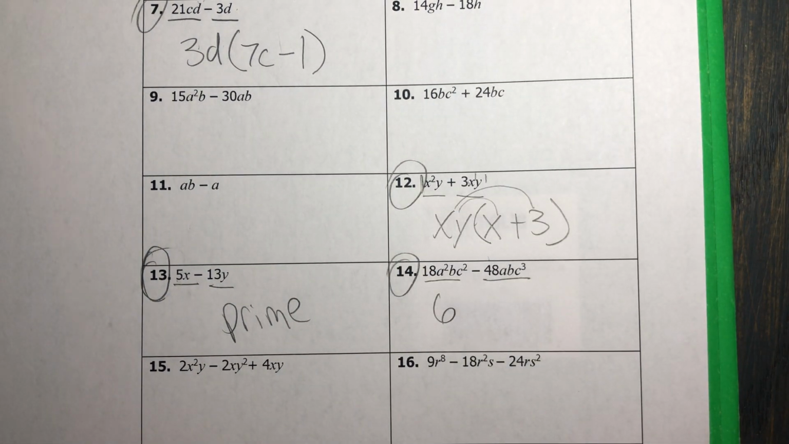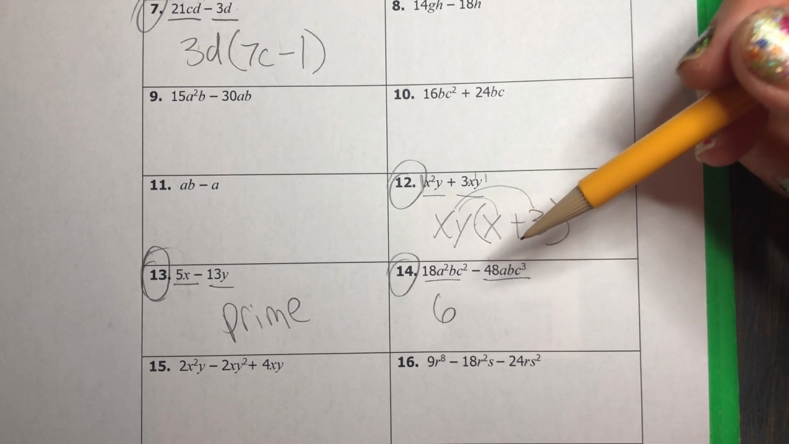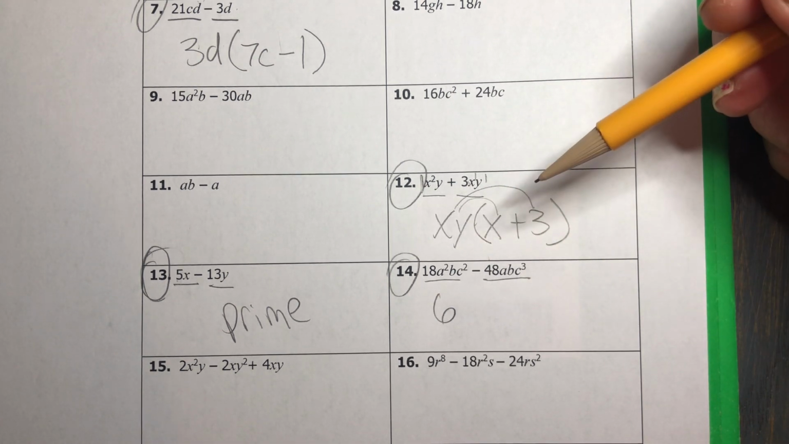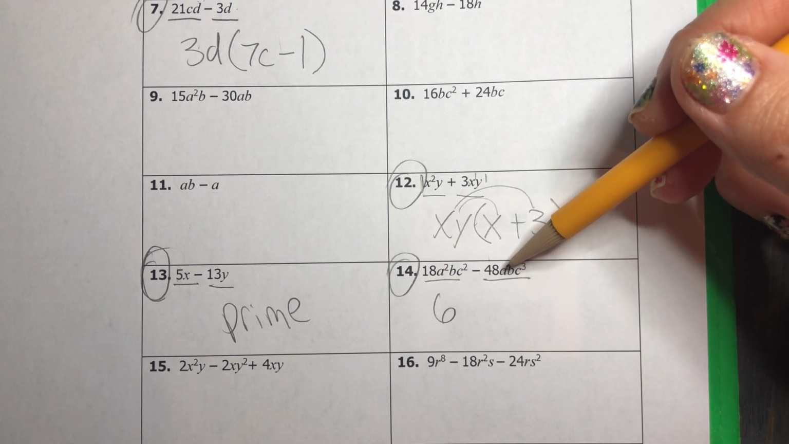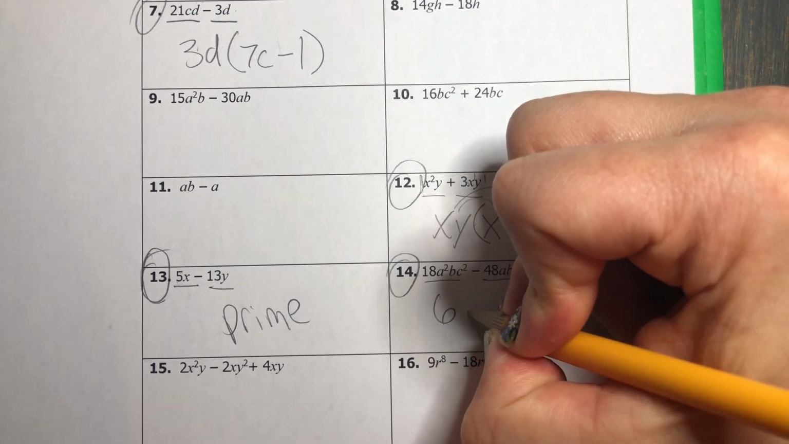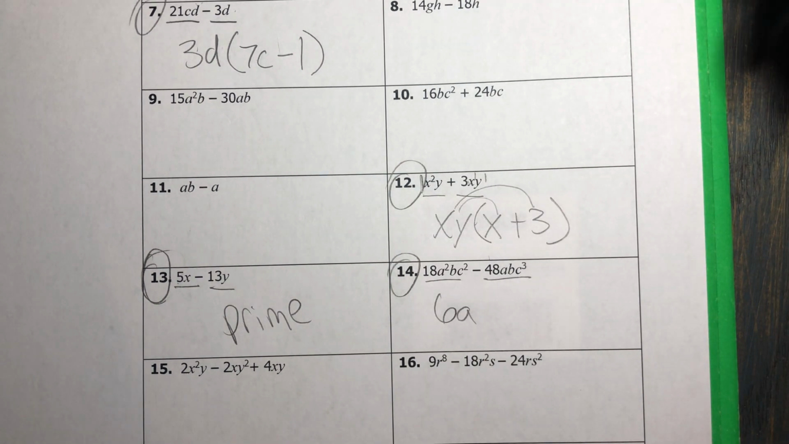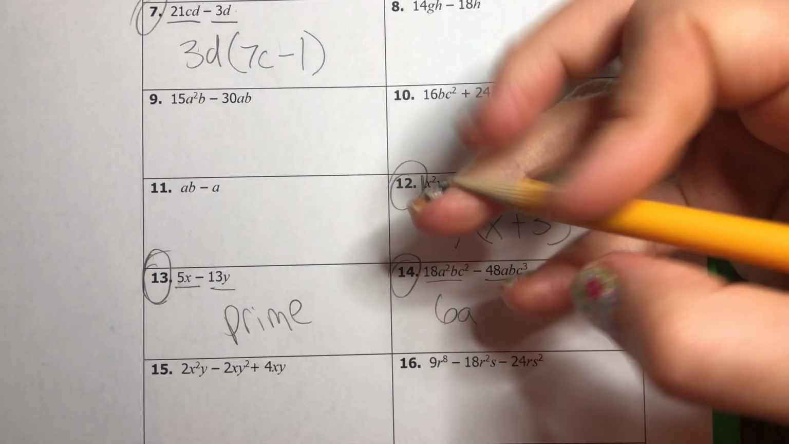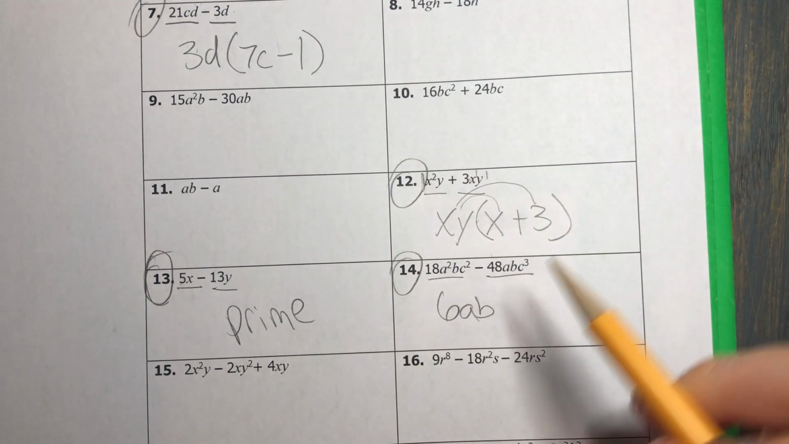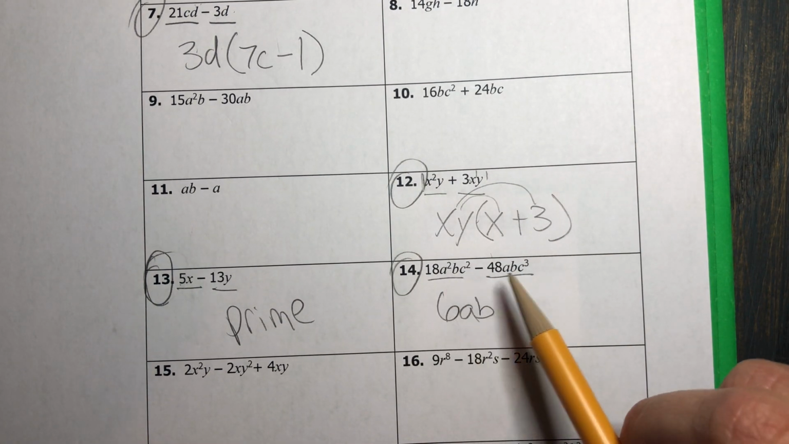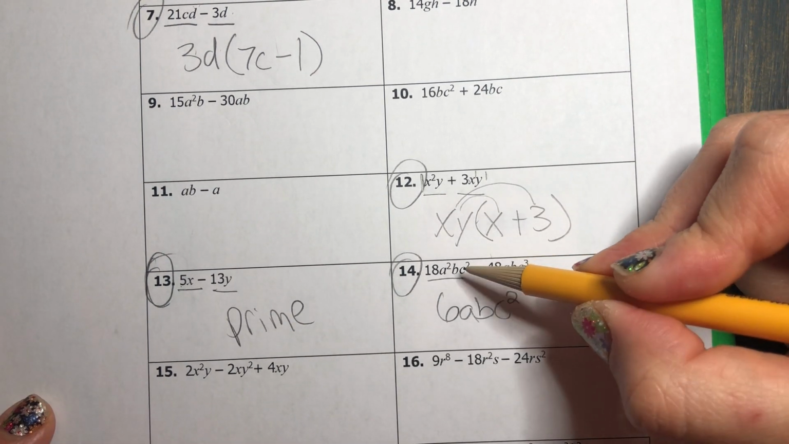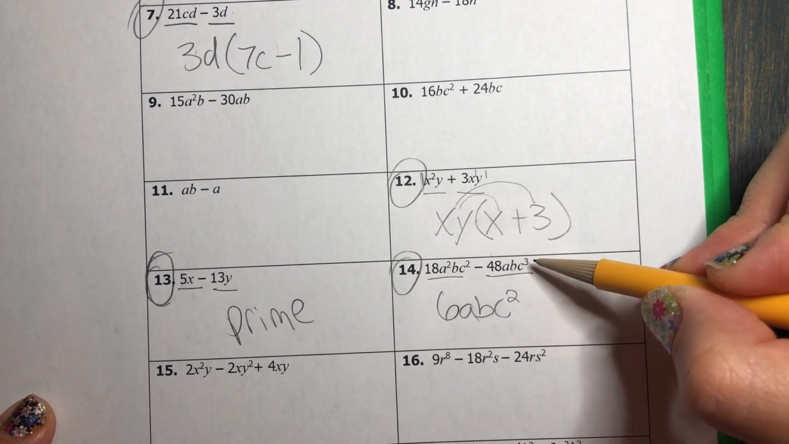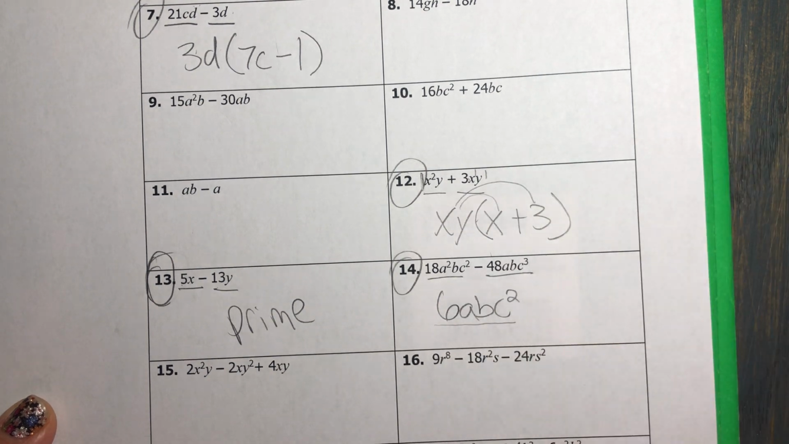Okay, so let's look at the letters. Take the exponent that has the smallest exponent for that letter. Well, the smallest exponent for an A is A to the first. The smallest exponent for B is just B to the first. And the smallest exponent for the C's is C squared. Okay, it's the smaller of the two. We've got C squared and C cubed. So this is our greatest common factor right here, 6ABC squared.